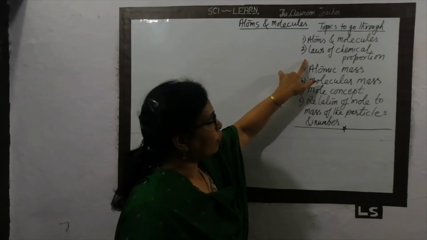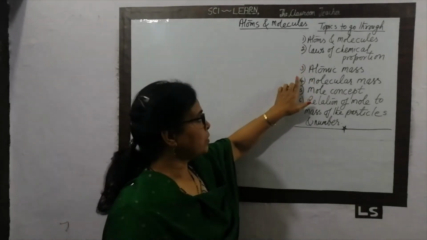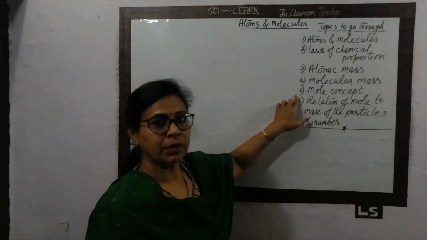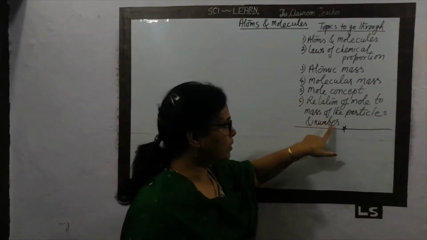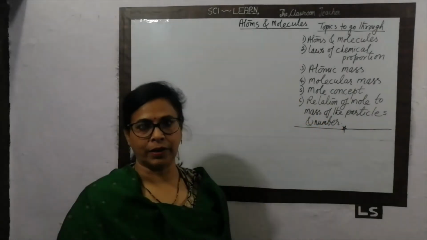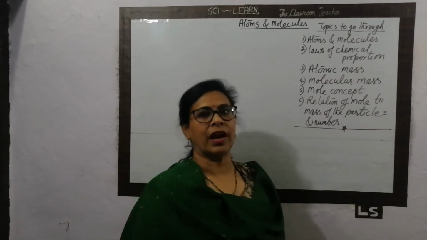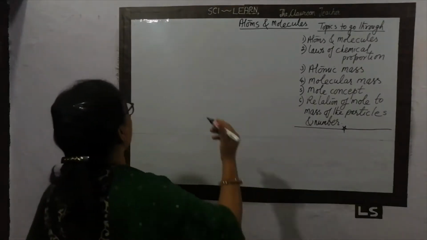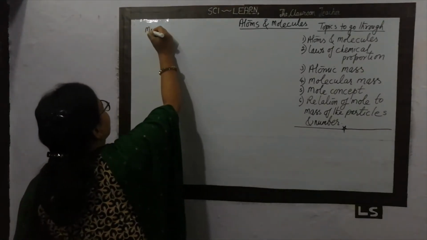In this new, reduced syllabus, the topics we have to study in this academic session are atoms and molecules, laws of chemical proportion, atomic mass, molecular mass, the mole concept, and the relation of mole to the mass of the particles and the number of the particles. All these topics we have to discuss.